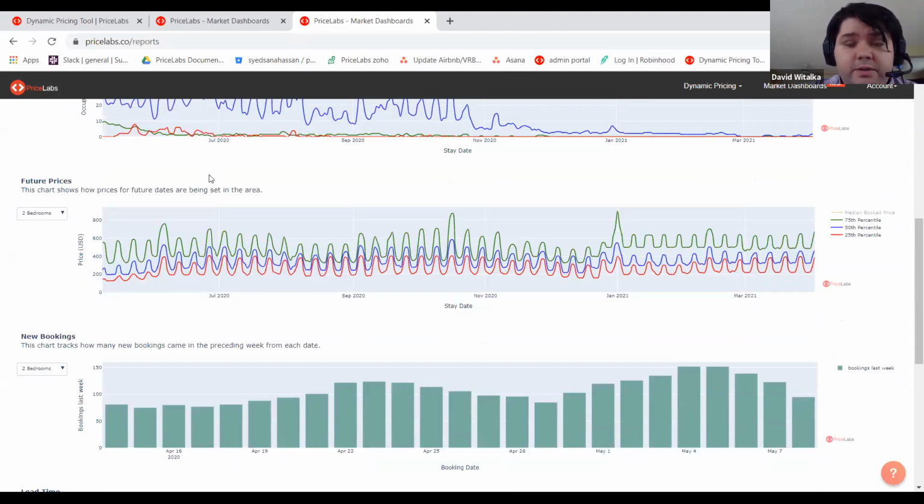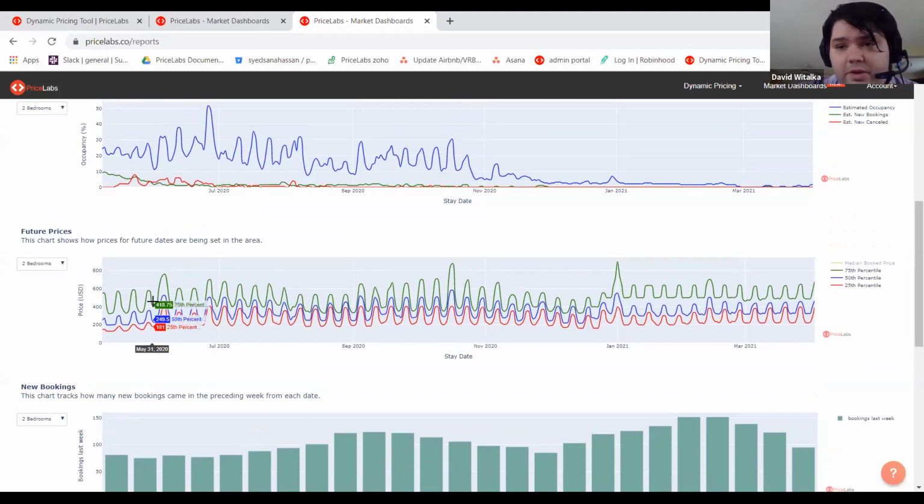The next graph we see is prices. The 75th percentile is the green line, the median or 50th percentile is the blue line, and the 25th percentile is the red line. Again, you see this heavy day of week trend with weekends being more expensive. Everyone's raising their prices on weekends. If you had a listing in Nashville, this would tell you you should also be raising your prices on weekends.